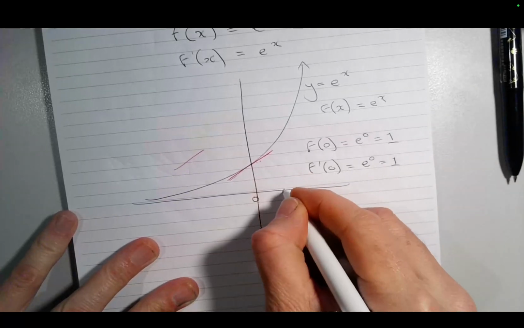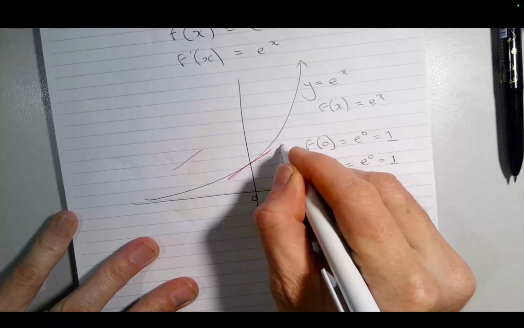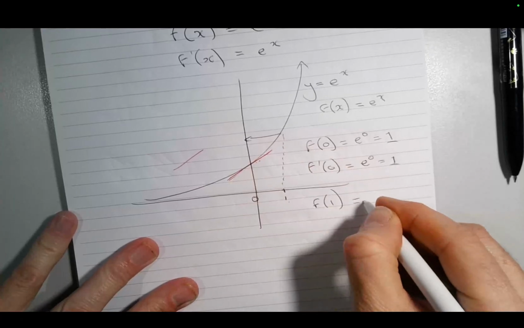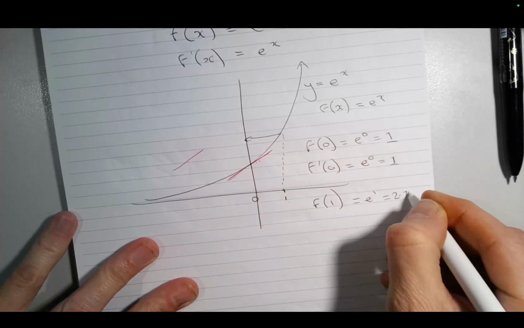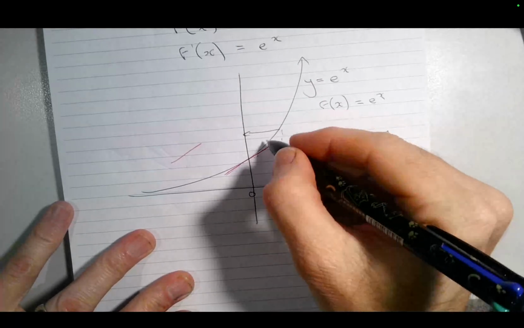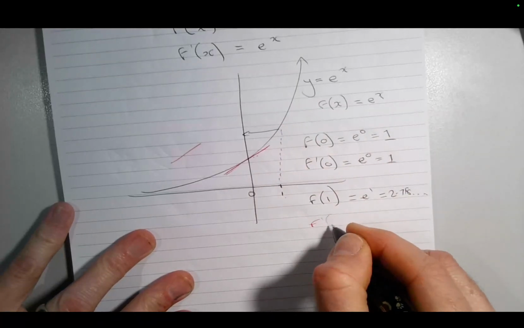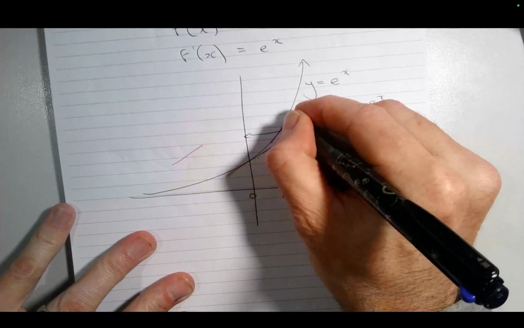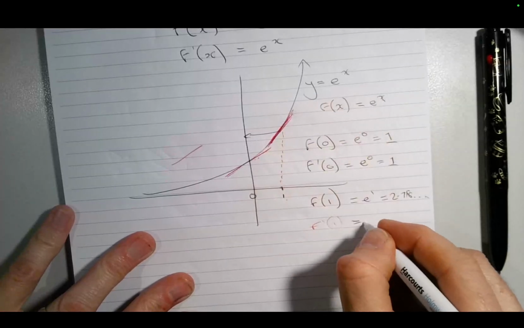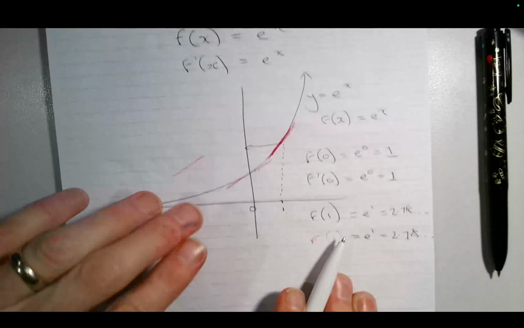Now, if we go to 1, f of 1 is e to the power of 1, which is 2.718 and so on. Now if I were to work out the tangent gradient at 1, f dashed of 1, the steepness of that tangent would be... dot dot dot. Okay, so did you get it?